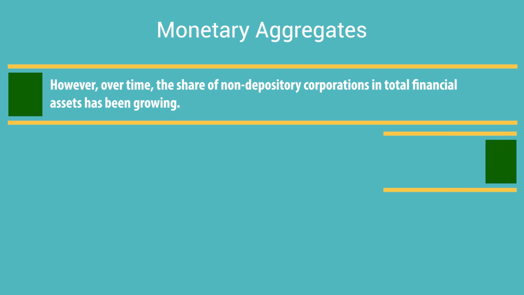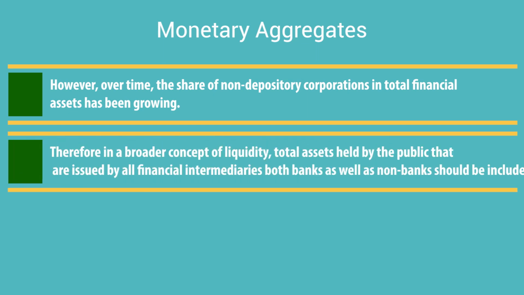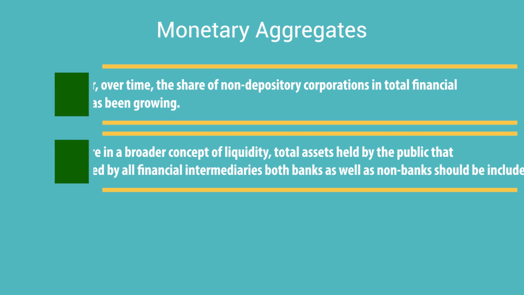Therefore, when we look at the broader concept of liquidity, we find that the total assets held by the public, that are issued by all financial intermediaries, both banks as well as the non-banks, should also be included. So, when we talk about the new monetary aggregates, we can define them based on the nature and functioning of the institutions who are issuing such instruments.